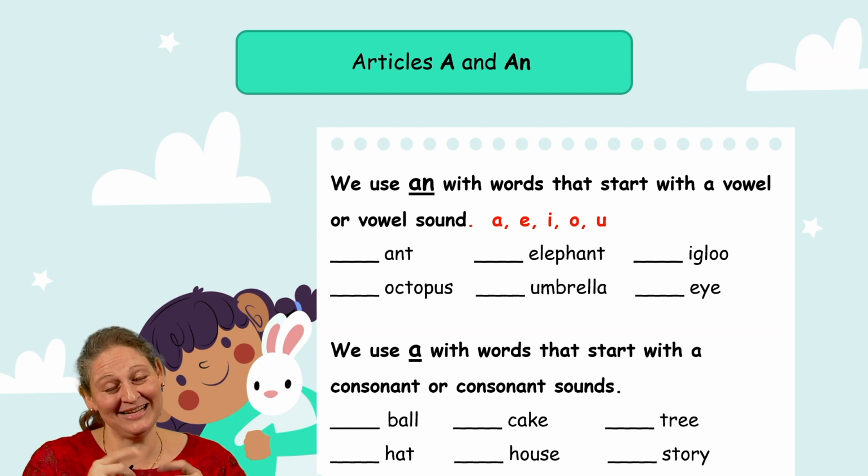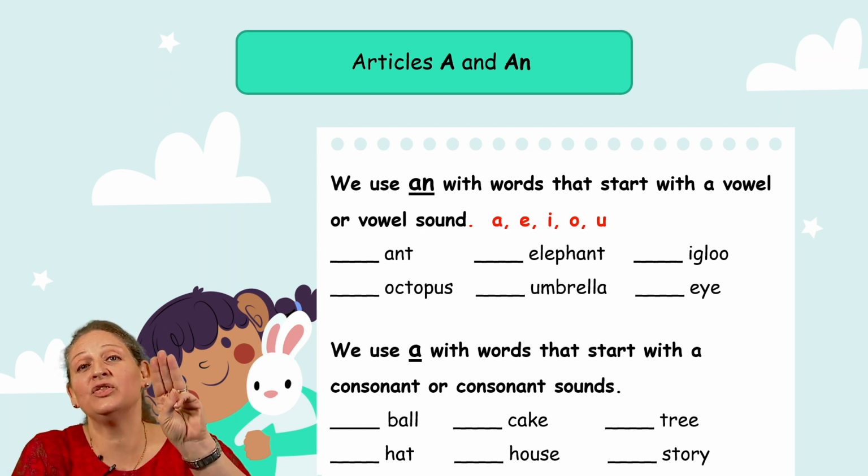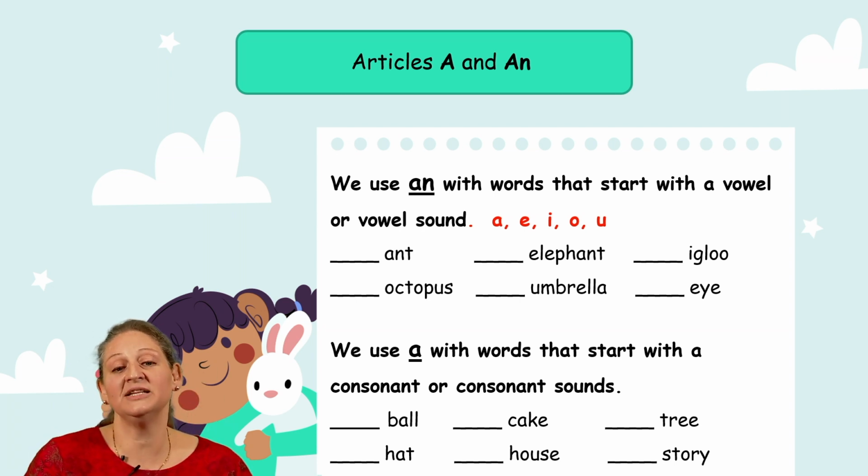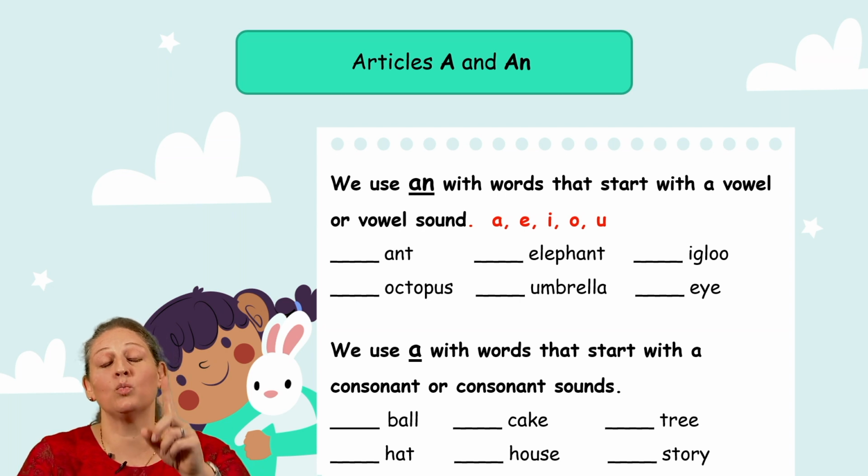You have to listen. I said there are three articles. How many? Three articles: a, an, and the. Today we're going to talk about two of them, a and an.